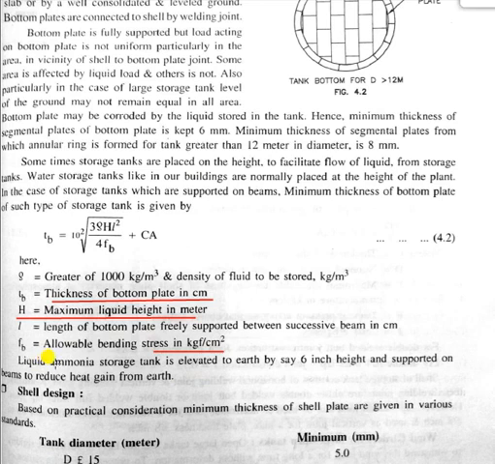And next, a liquid ammonia storage tank is elevated from the earth by, say, 6-inch height and supported on beams to reduce heat gain from the earth. That means for an ammonia storage tank, a 6-inch height has to be considered, and then it will be supported on beams, from the earth surface to the beam.